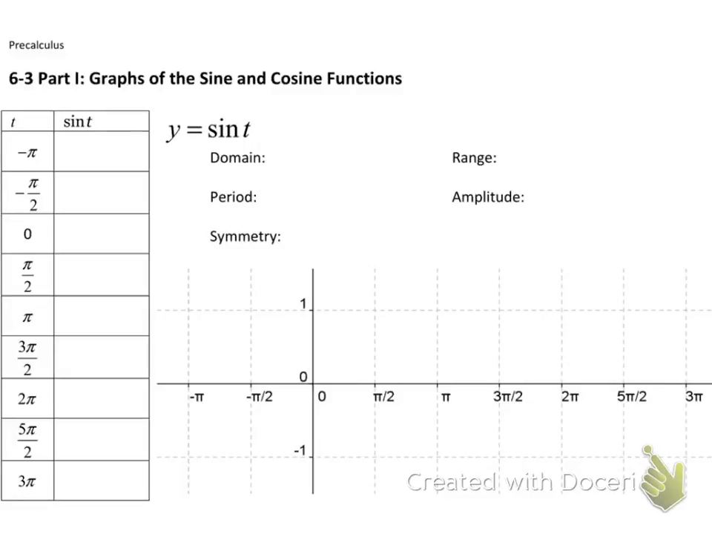Chapter 6.3, Part 1, the graphs of sine and cosine functions. So using our unit circle, we are going to fill out the output values for all of our input values that are in radian mode on the left side of the table. So at negative pi, we have an output value for sine of 0.